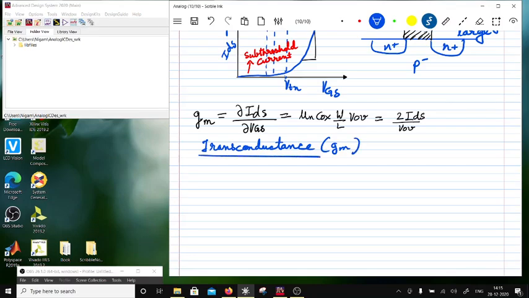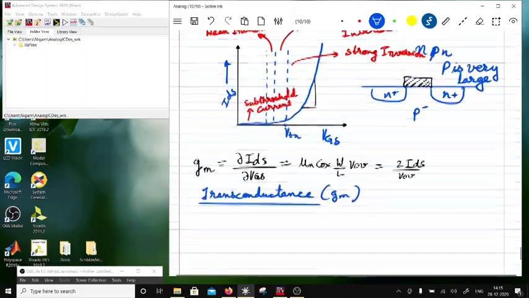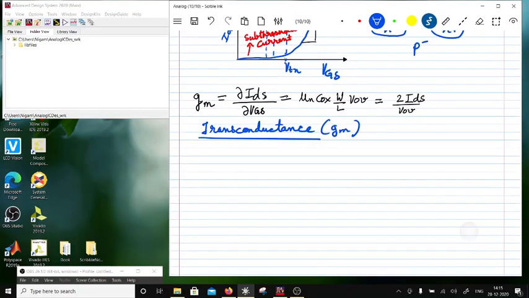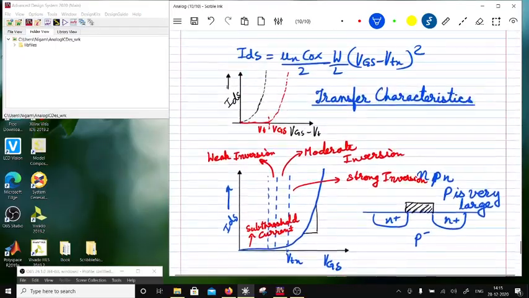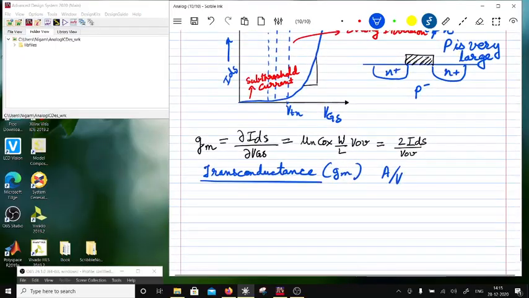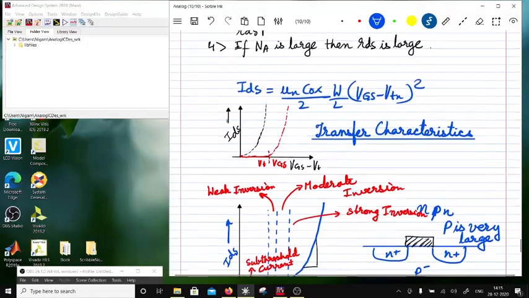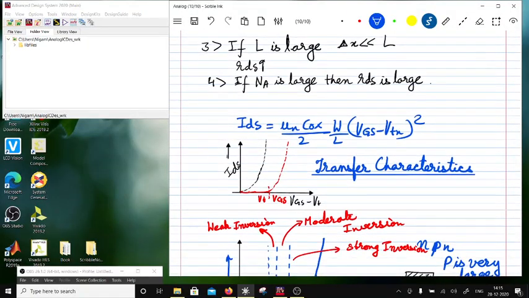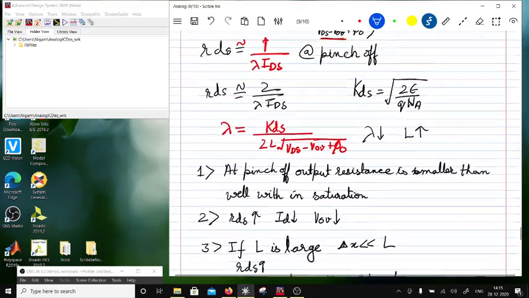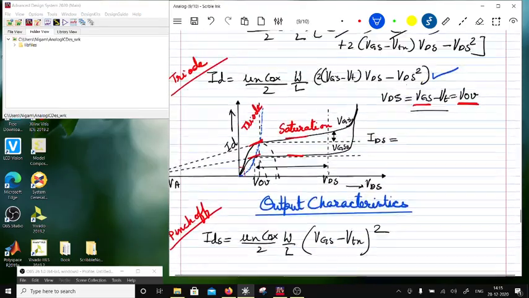Right, and what will be the unit? Ampere per volt, no, because it's a slope, right? Usually it will be in microamperes per volt. Okay, so that is the GM of the device. What else do you get from this transfer characteristics? VT, right? Now let's say, what do you get from the output characteristics?